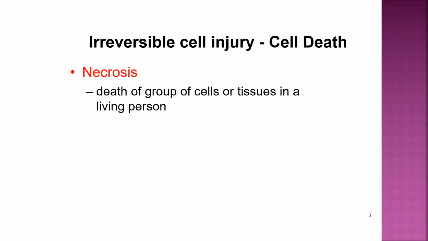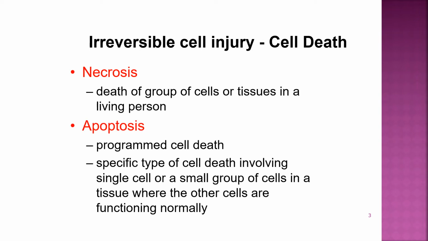From the previous lecture, we know that when there is irreversible cell injury, this could lead to cell death. And there are two types of cell death that we encounter: necrosis, which is defined as death of group of cells or tissues in a living person. There's also apoptosis, which is a programmed cell death. That is a specific type of cell death involving single cell or a small group of cells in the tissue where the other cells are functioning normally.